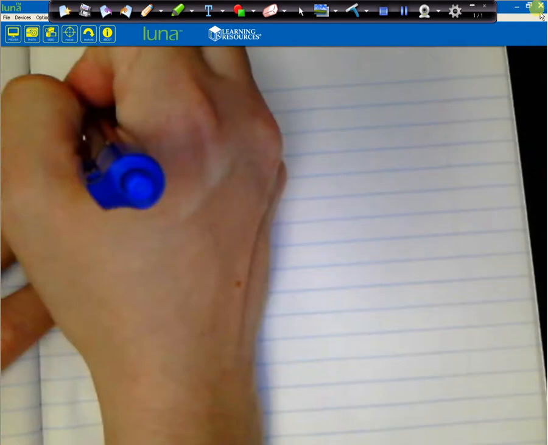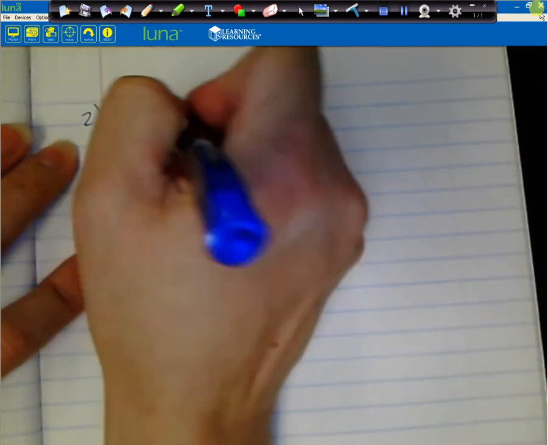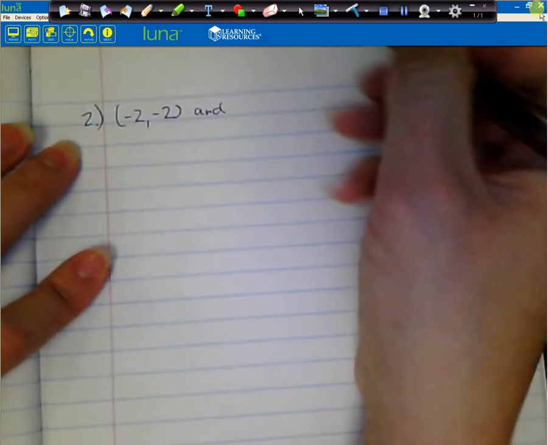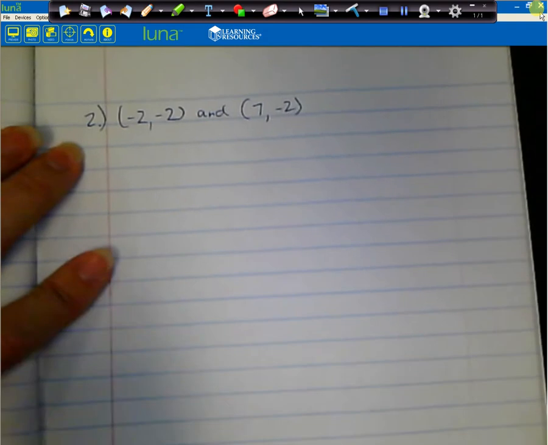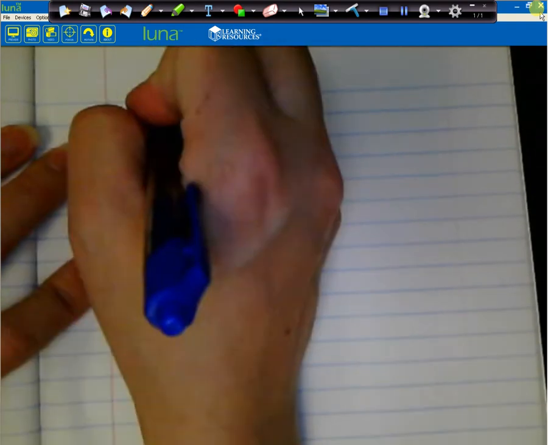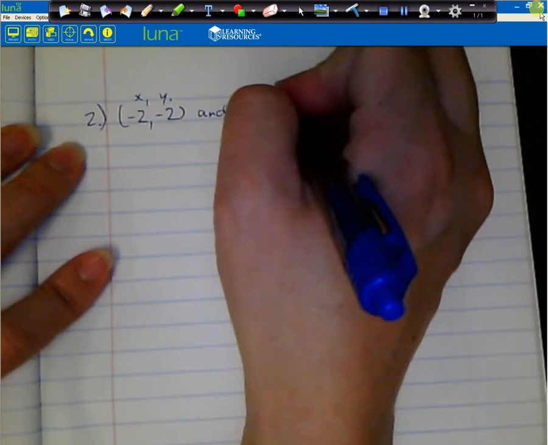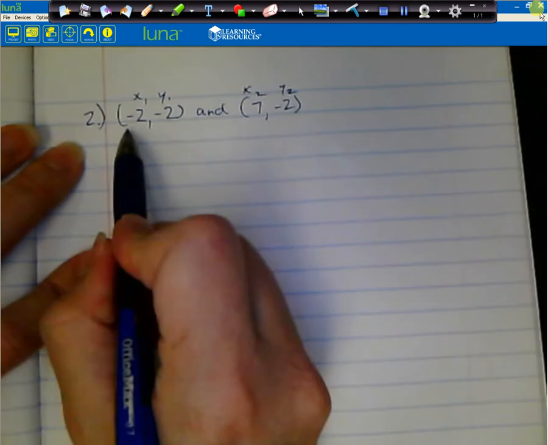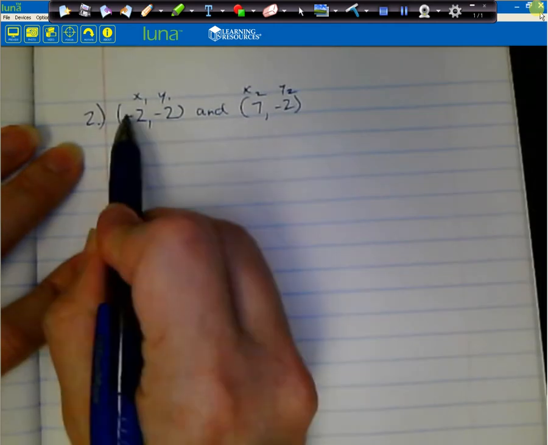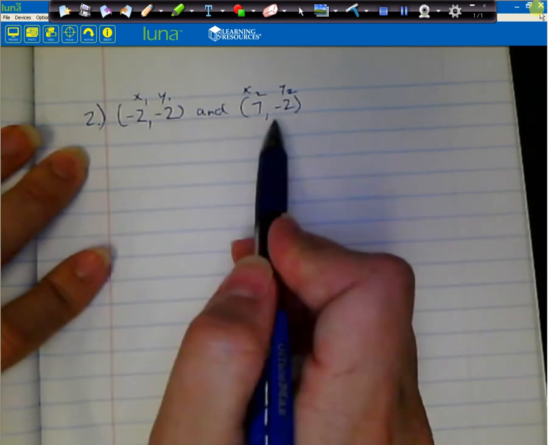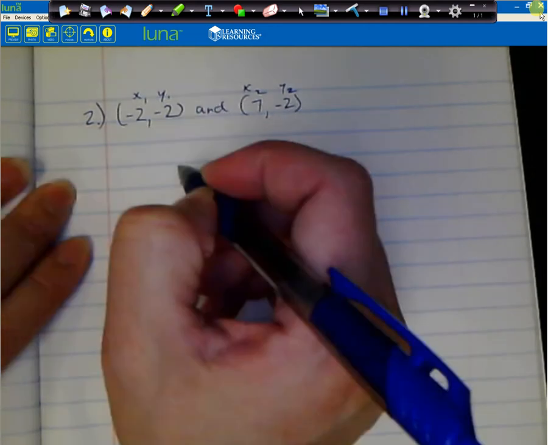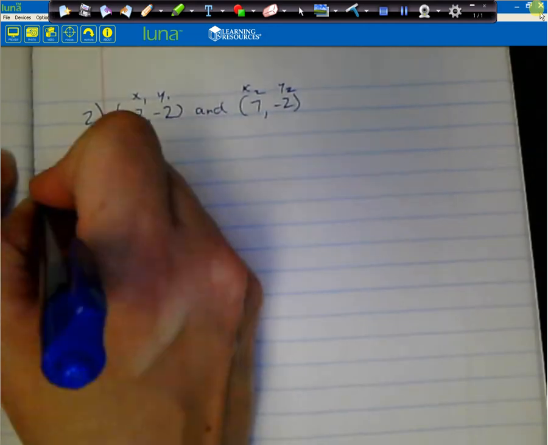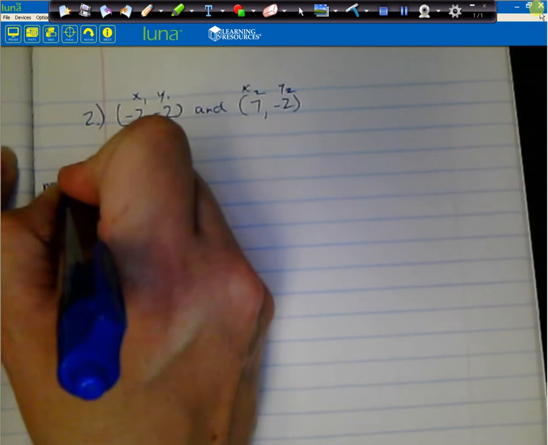All right, number 2. The ordered pairs that you've been given here are going to be negative 2, negative 2, and 7, negative 2. Write that down, and then we're going to go back and label our ordered pairs x1, y1, x2, y2. Again, every ordered pair is x and y. I'm just putting the 1 here because this is my first ordered pair, and the 2 here because this is my second ordered pair. I'm going to plug it into my slope formula again, which you don't have to write down every time. I'm only writing it down to remind you that that's what I'm referencing.